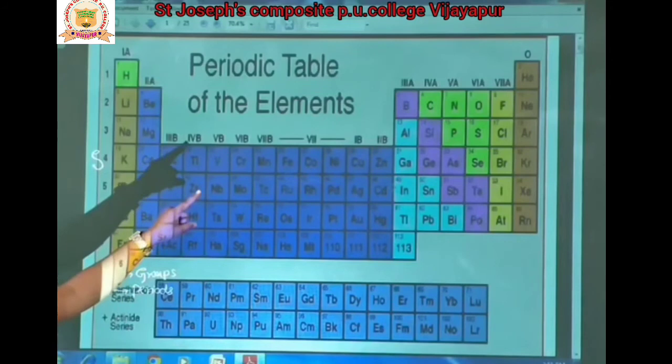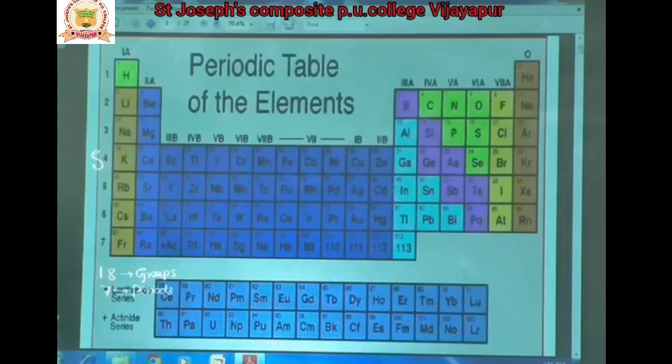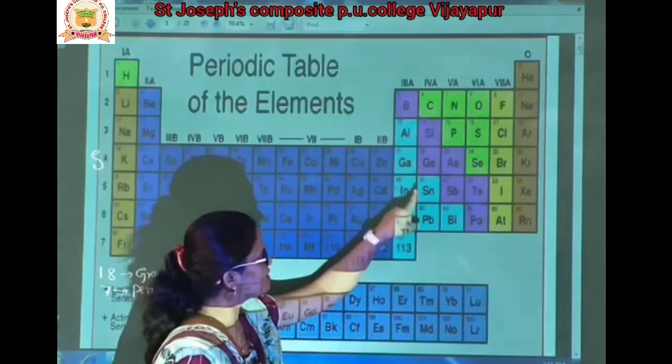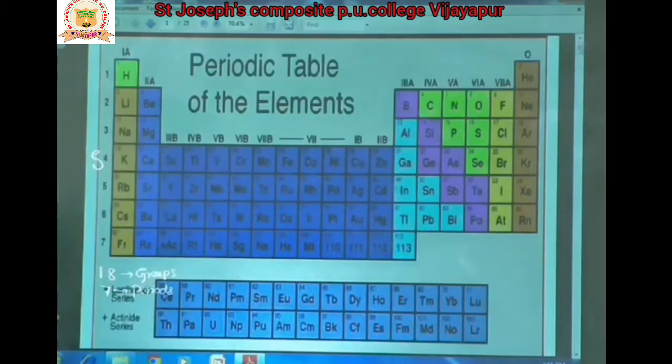Then come to the point of carbon family elements. Carbon family elements are carbon, silicon, germanium, tin and lead. Then the trick to remember this element is what? Kashi Gaye Sant Prabhu. It is just a trick to remember group wise elements. Kashi Gaye Sant Prabhu. Next, come to the nitrogen family elements.